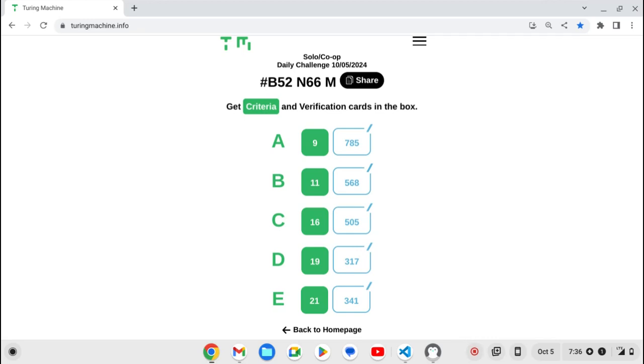Let's begin. Today is October 5th, 2024, and we're solving the Daily Turing Machine Puzzle. Today's puzzle uses the following 5 criteria cards: criteria card 9, 11, 16, 19, and 21. And the puzzle uses the blue verification cards. The code above is your way to get more information on today's puzzle by searching the code on turingmachine.info. Let's go solve.